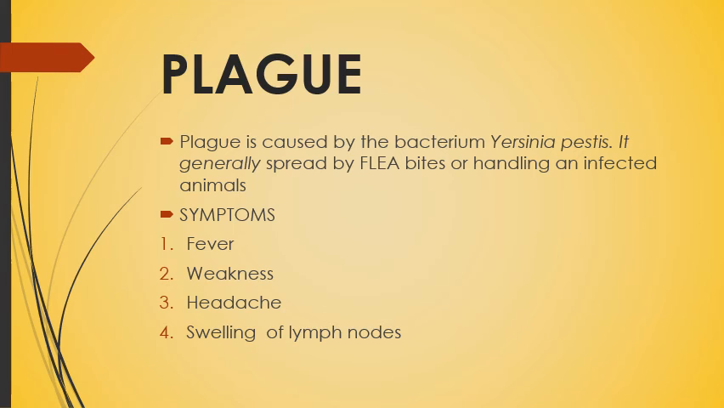Symptoms are very simple: fever, weakness, headache, swelling of the lymph nodes, as with other bacterial diseases. But this disease is spread by flea bites, that is a parasite present on the body of the animal, specifically the rat. So these are the various bacterial diseases: typhoid, pneumonia, dysentery, diphtheria and plague.